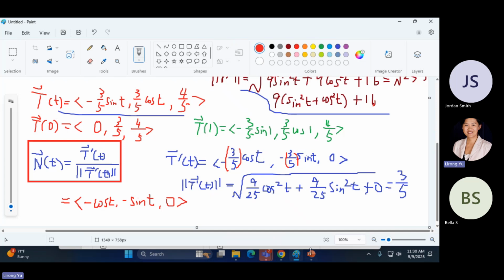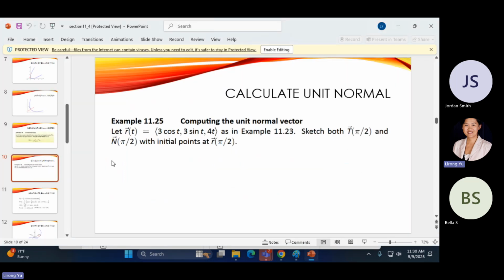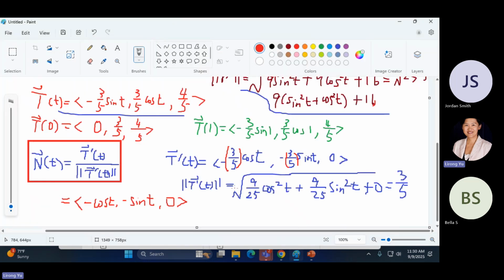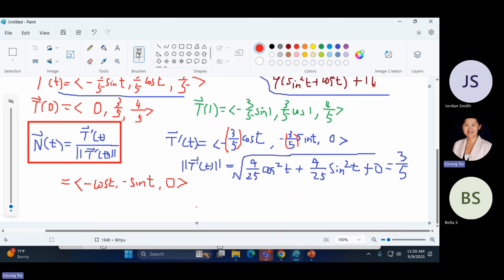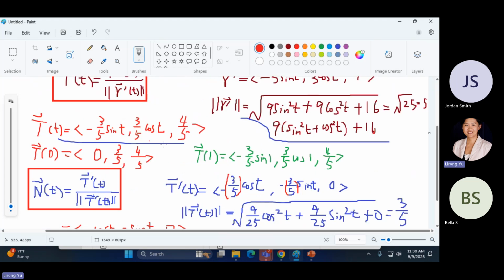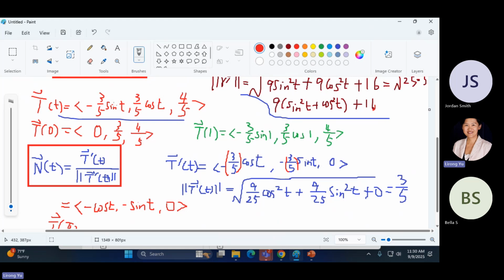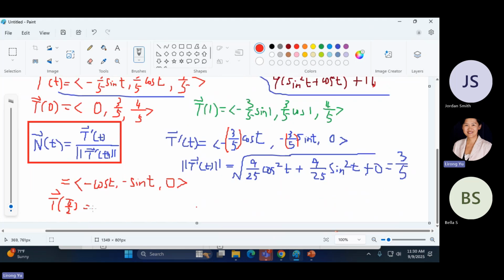The question is to sketch T of pi over 2 and N of pi over 2. We're trying to illustrate the perpendicular relation. So T of pi over 2, at 90 degrees. If t is pi over 2, sine pi over 2 equals 1, so that equals negative 3/5. Cosine pi over 2 equals 0, so the middle is 0. And then we have 4/5.